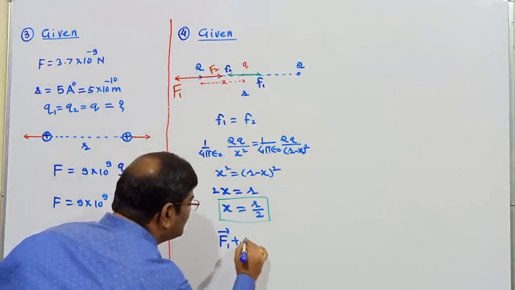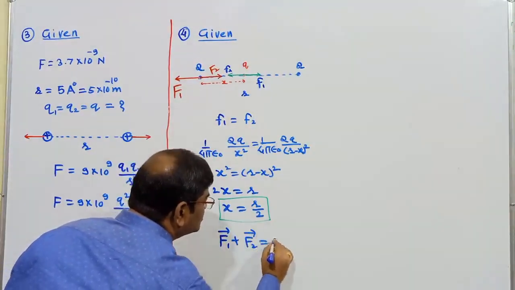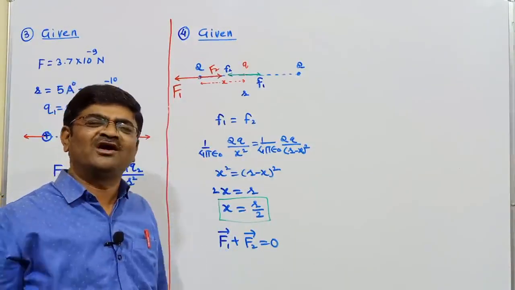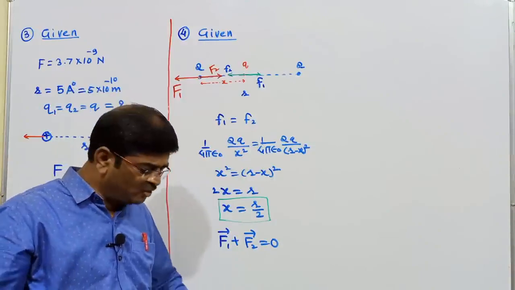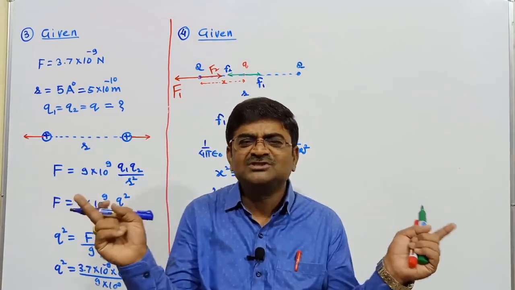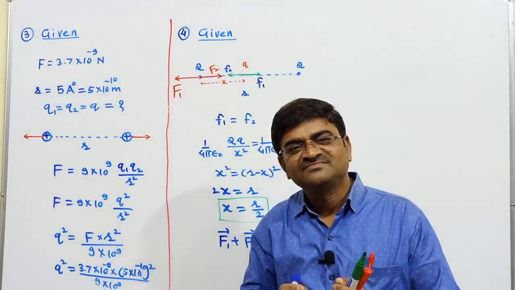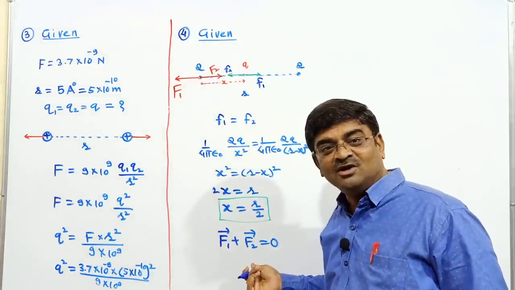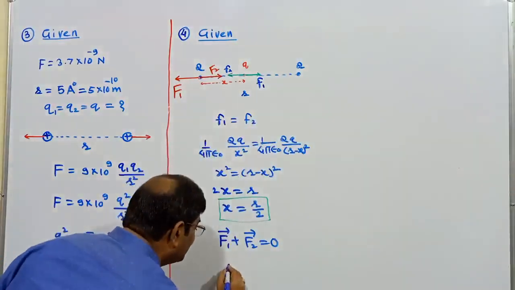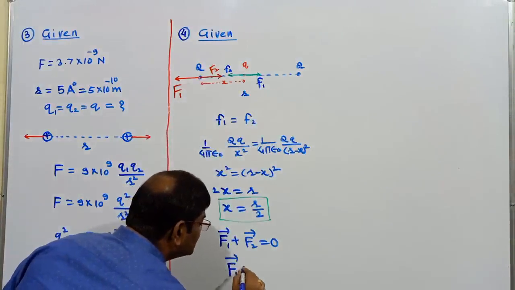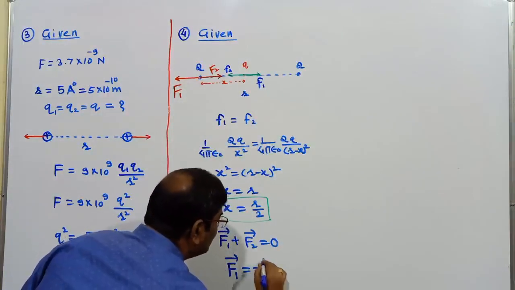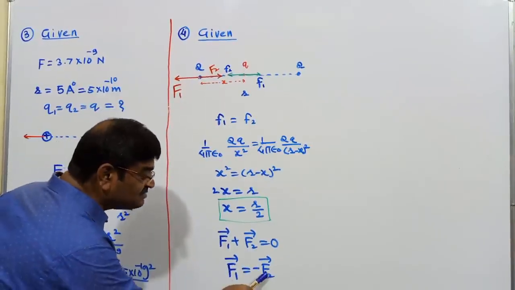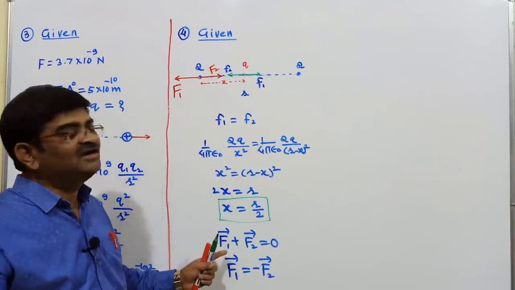F1 plus F2, the resultant of these two forces, needs to be 0. I don't know what direction they have. What I know is only there are two forces on this charge, and those two forces must result into 0. That's what I know. And if I go a step ahead, that will suggest that force F1 must be equal to minus force F2. So you mean these two forces must be of same magnitude and opposite direction.